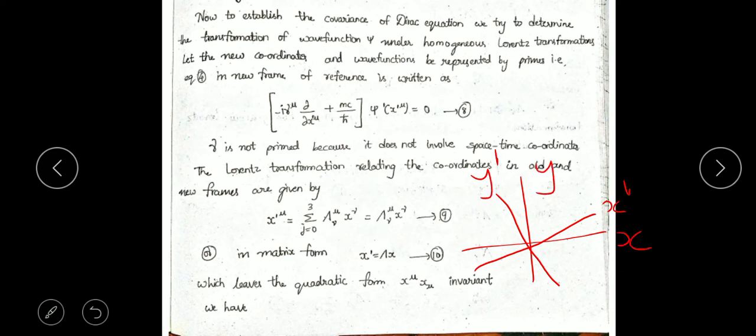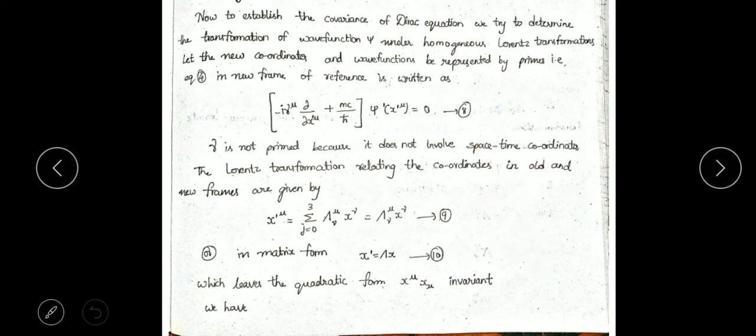So this is nothing but rotation of the axes. Initially it was x, which changes to x dash. Initially it was y, it changes to y dash after transformation. In a similar manner, here also the coordinates get changed from one form to another form after the transformation, so it is represented by the primes. That is the thing they are saying here.